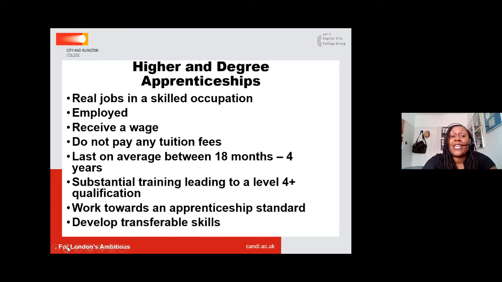We know that it's real jobs and a skilled occupation. You get a job at the end of it and there are no tuition fees attached. It can last anything between 18 months to 4 years. There's a hell of a lot of training involved and it's quite intensive, so for anyone interested in degree apprenticeships, it's not an easy pathway. You really have to put the work in, balancing your study time with the working time element. But you will gain an industry standard qualification.